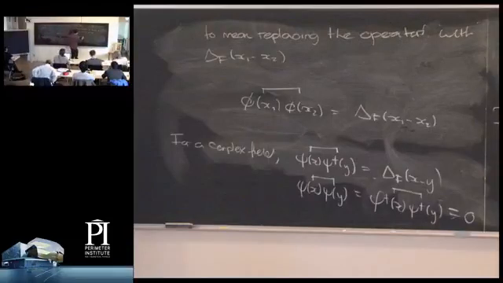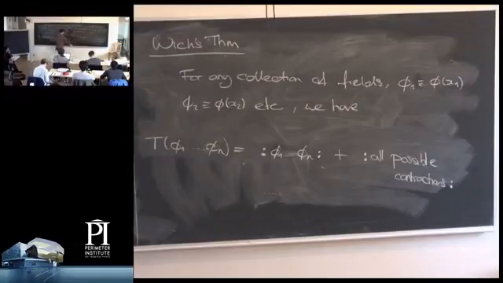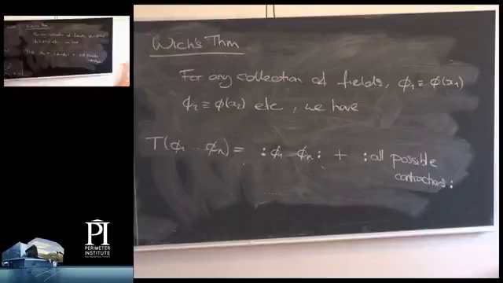So this is equal to the normal ordered product plus the sum of the normal ordered operator of all possible contractions. This is probably a little bit ambiguous, so I'll give you an example to clarify what this means.